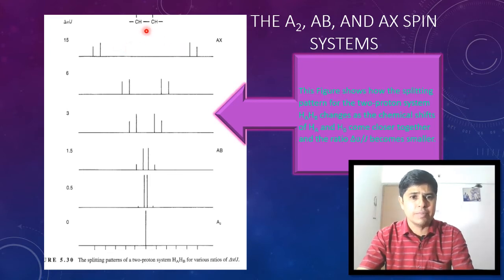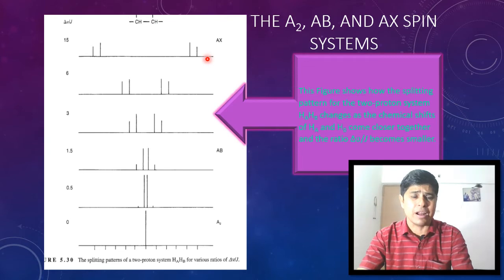This proton will give a doublet with respect to this proton. Similarly, this proton will give a doublet with respect to this proton, isn't it? So we will get two doublets like this, one doublet here and the second doublet here. When these two doublets have wider separation in their chemical shift, then such a spin system will be designated as an AX spin system.